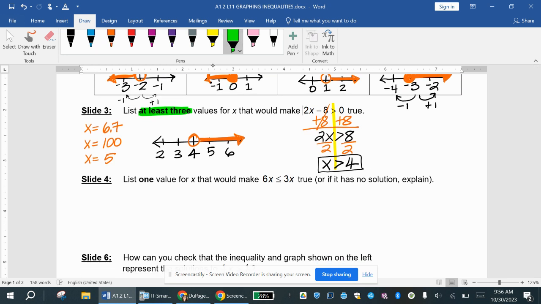Okay, the next one is asking for one value of x that would make the inequality true, or if it has no solution, explain. There was a homework assignment that had a question like this, and some of you, I think it was the pink review sheet that we did previously, a couple of you thought this might be no solution, and a couple of you tried to divide.